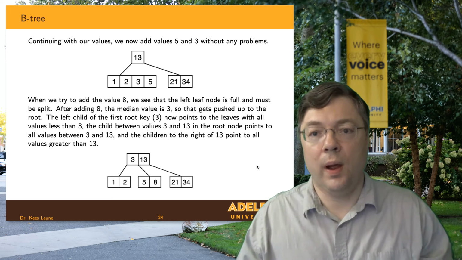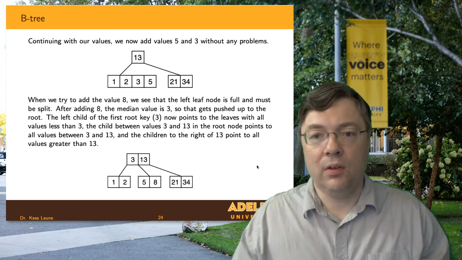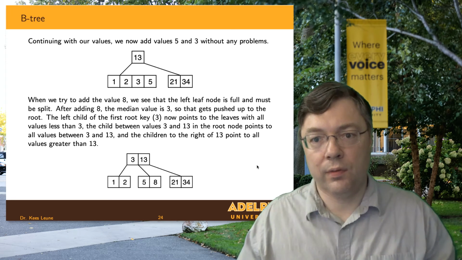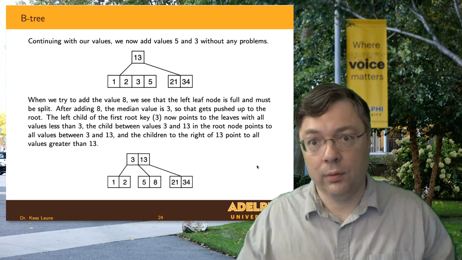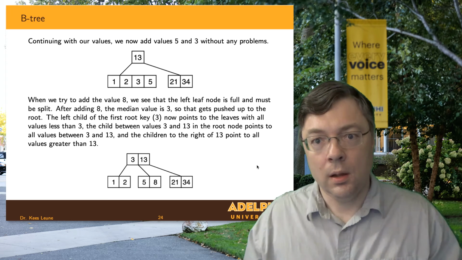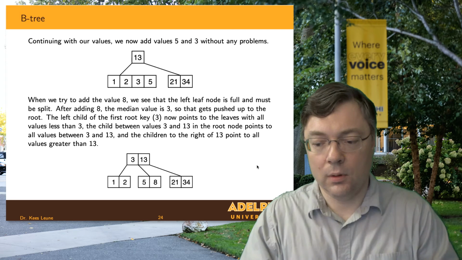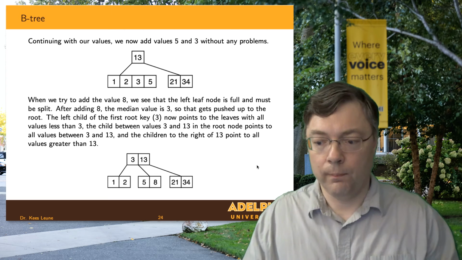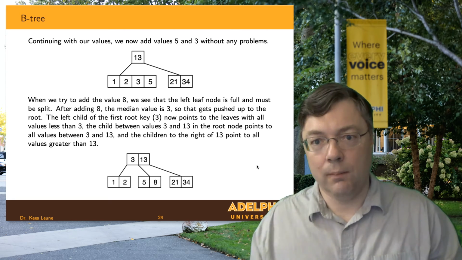Now let's add the value 8. 8 is also less than 13. And that means it would get added to the left node that already contains 1, 2, 3, and 5, which is 4 values, which is all I am allowed to have. I'm going to add 8 anyway. I'm going to do 1, 2, 3, 5, and 8. But at that point, the element at the middle of that list, that's not too big, also gets pushed up to my root. And so my new root becomes the values 3 and 13.